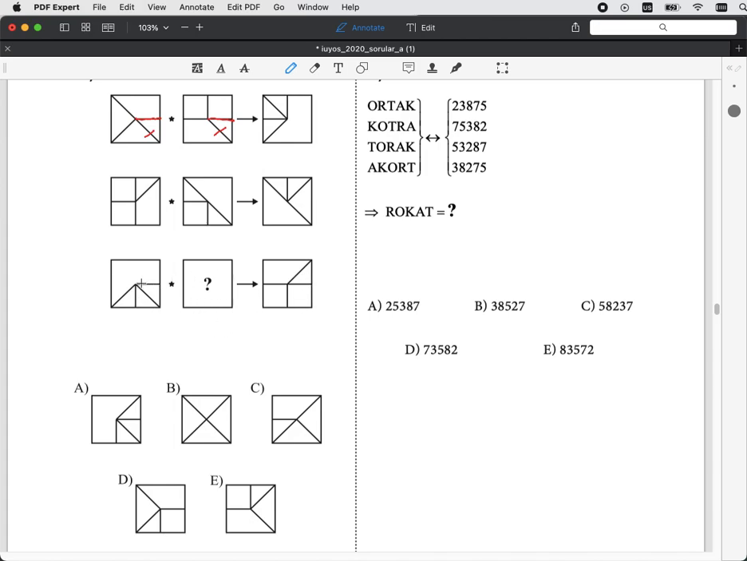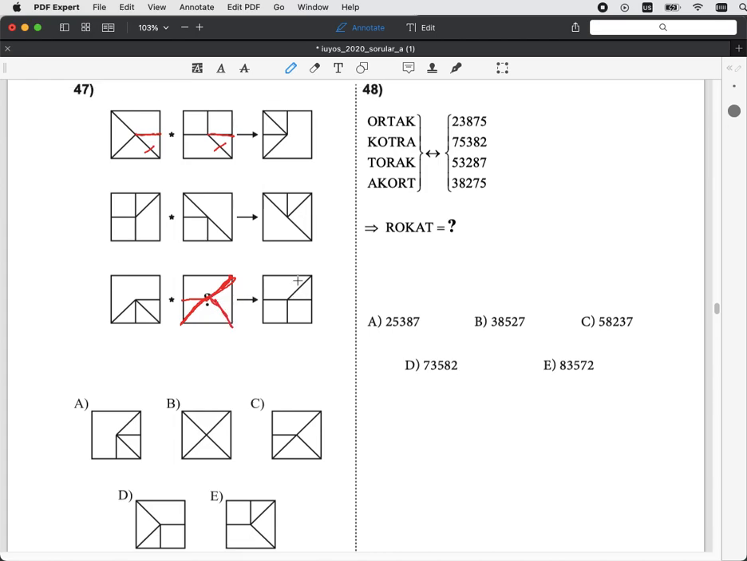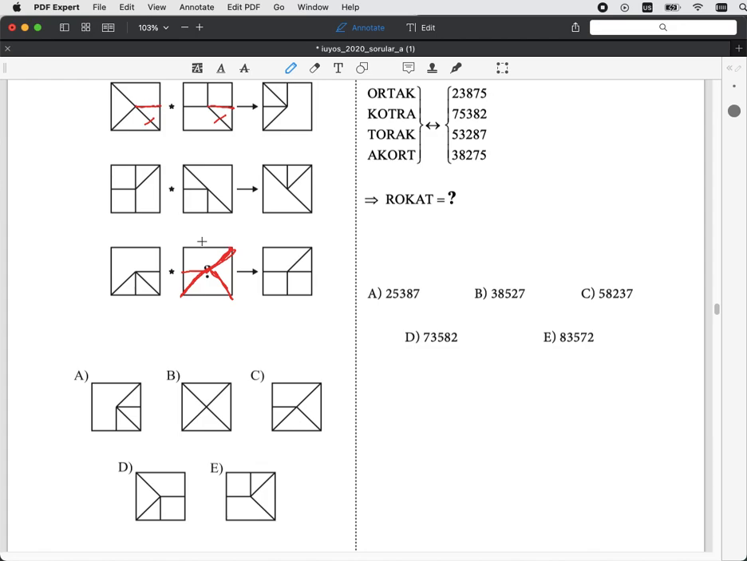So this one is here and here. So it is not here. This one is not here, so it's gonna be here. This one is not here, it's gonna be here. This one is here, it's not here. This one is here, and it is not here. That is why this one is here. This one is here. It is not here, so this one is here. So the answer is C.